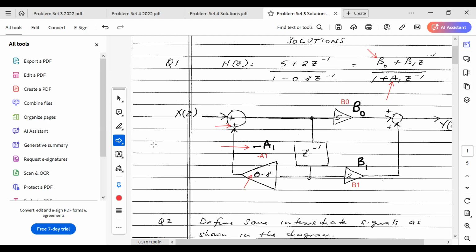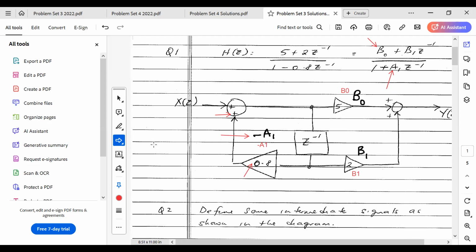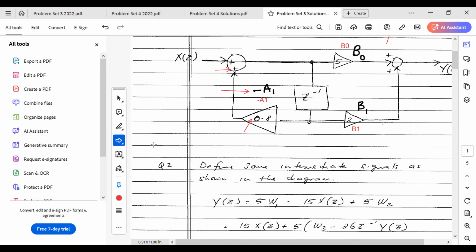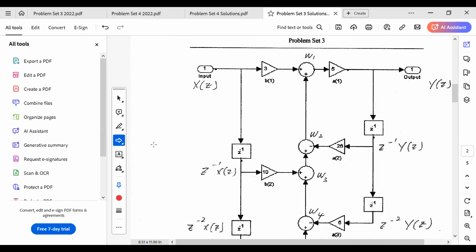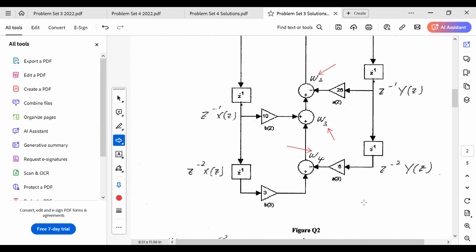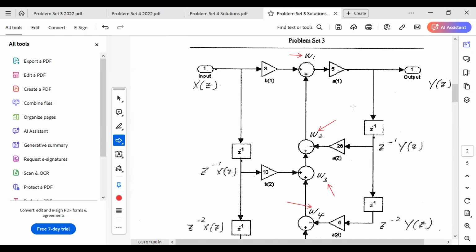All right. Question 2, there was a diagram on the second page. What type of realization was this, and then what was the transfer function? Well, first off, from the time you see two sets of delays on the feed forward and the feedback diagram, you know that's a direct form realization here. And then to figure out what is happening, what I did is just simply to define some intermediate signals at each of the summing junctions here, right? So W1, W2, 3, 4, okay?